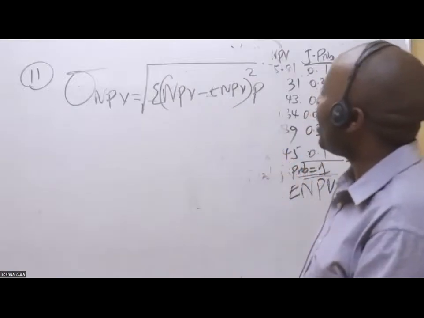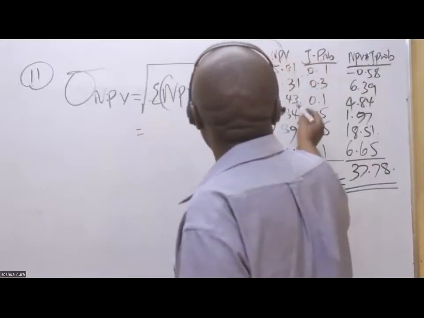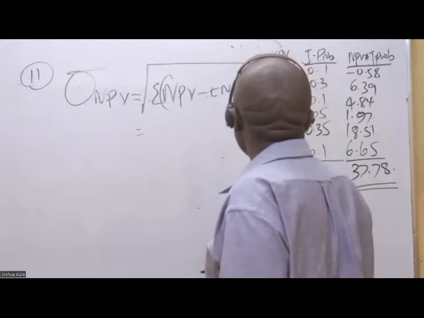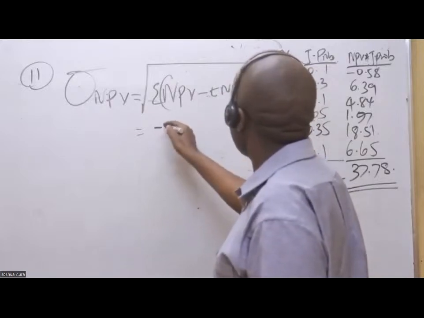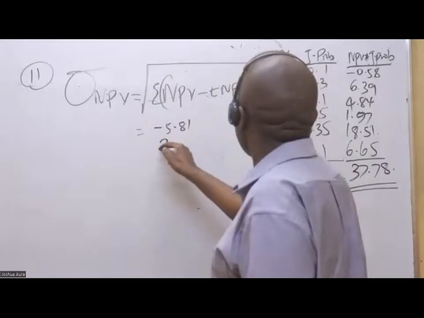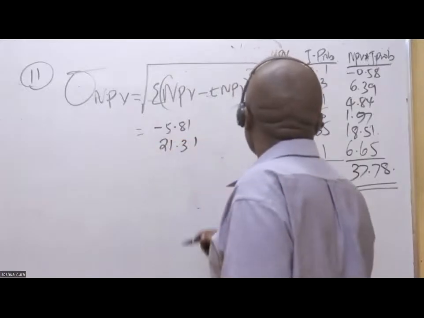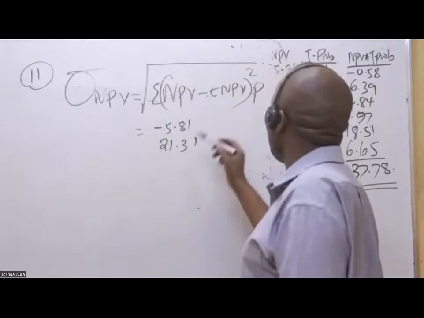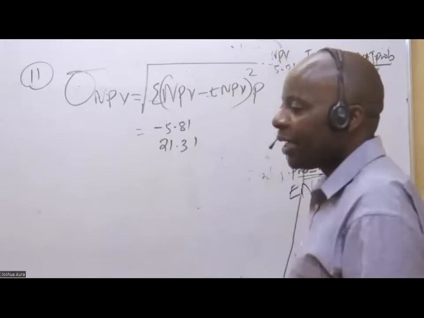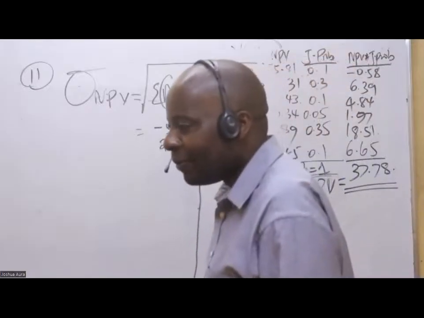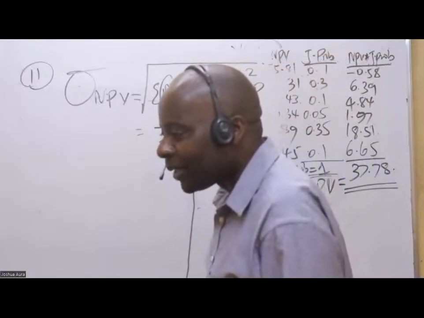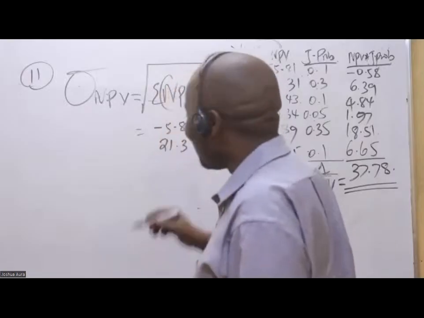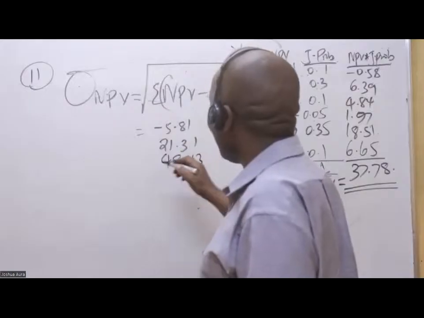So, ladies and gentlemen, from here, what do we do? The first NPV is minus 5.81. The second one is 21.31. The third one, I can't see it very well. Then 48.43.